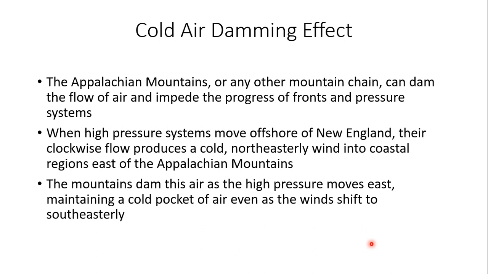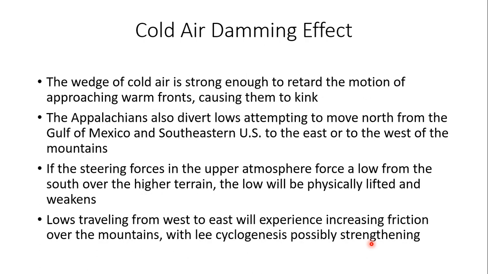Generally a very strong cold air mass, a strong anticyclone off the coast of New England with clockwise flow, northeasterly winds. Cold, dense air at the surface gets trapped on the east side of the Appalachian Mountains, and it usually results in a period of low stratus clouds from the east side of the Appalachian Mountains all the way to the coastline. I've seen it here in eastern Virginia quite a bit in the wintertime.